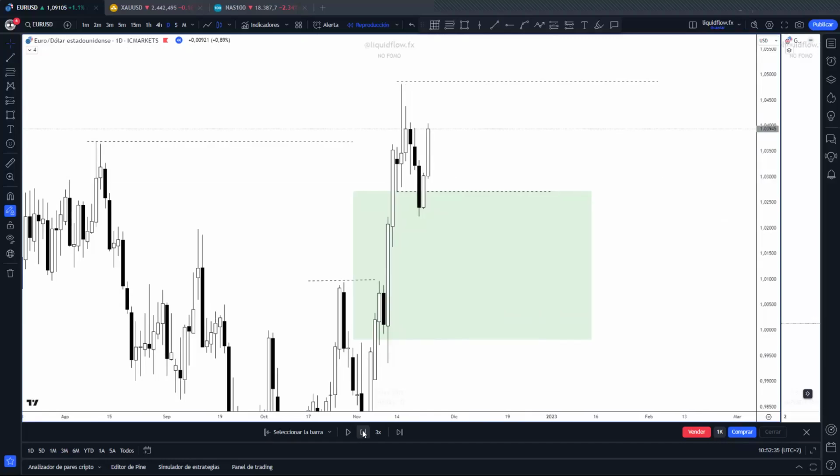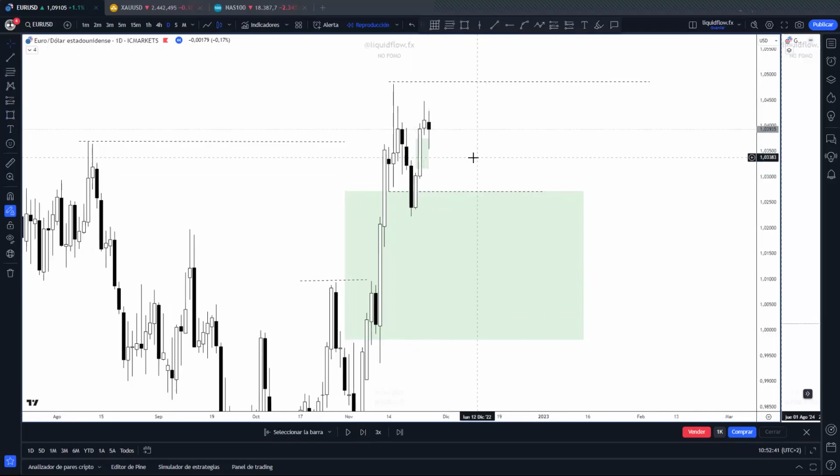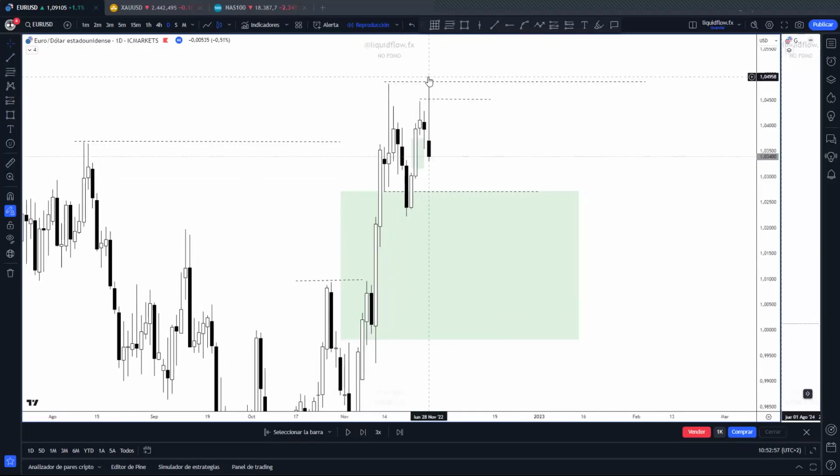Tuesday, Wednesday, Thursday, Friday, okay. Boom. So we can expect what? Sweep this previous weekly high. This is what? Thursday, this is the high of the week, the normal one. And this is the normal movement. Boom, sweep up.